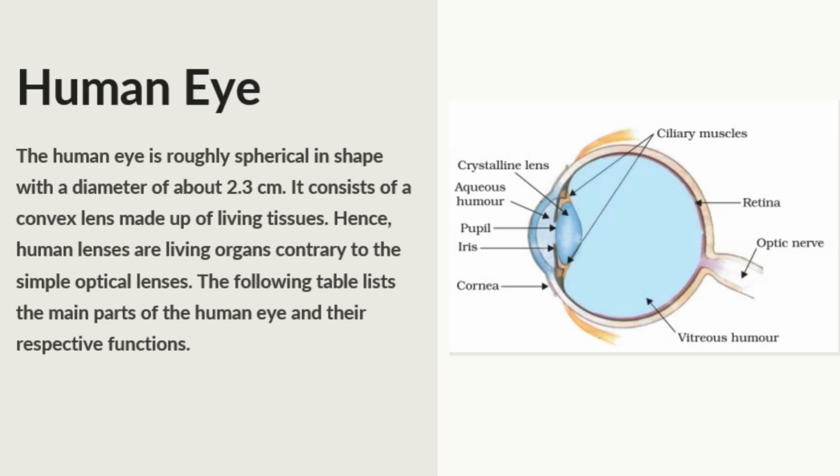Human eye. The human eye is roughly spherical in shape with a diameter of about 2.3 centimeters. It consists of a convex lens made up of living tissues. Hence, the human lens is a living organ, contrary to simple optical lenses. The following table lists the main parts of the human eye and their respective functions.